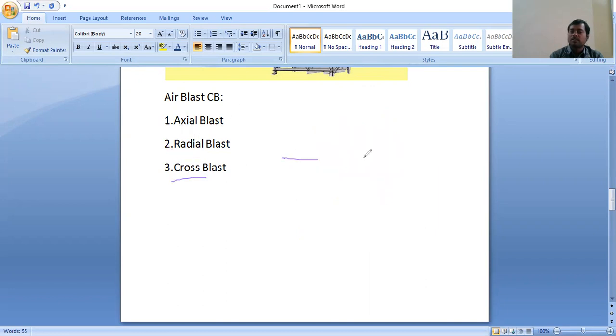This is nothing but cross. Cross is nothing but exactly 90 degrees to each other. It is approximately near to axial and radial, but there is a slight difference. I explained that one. These are the different types of circuit breakers.